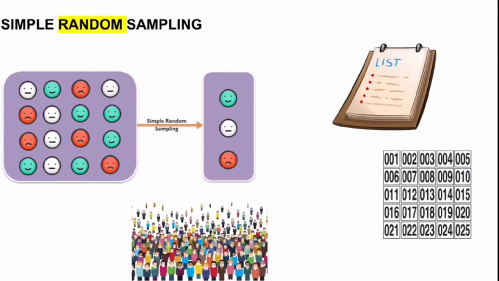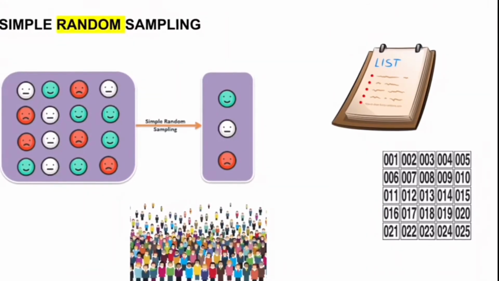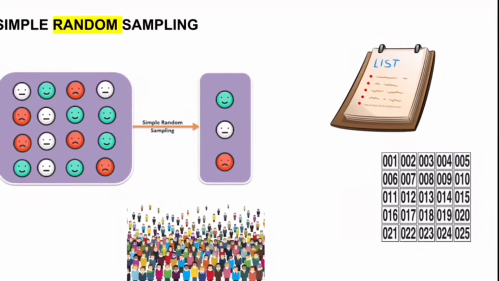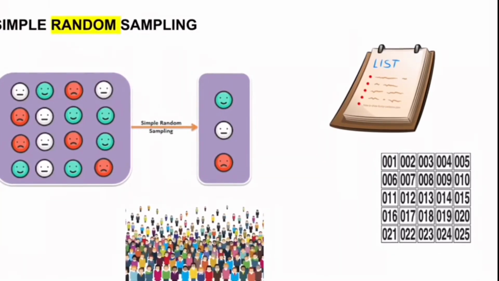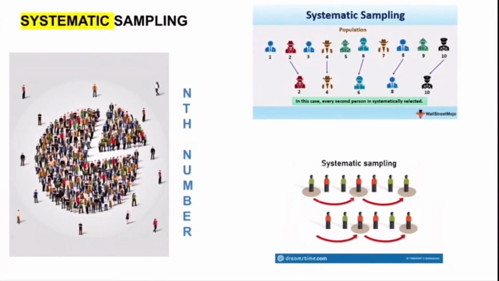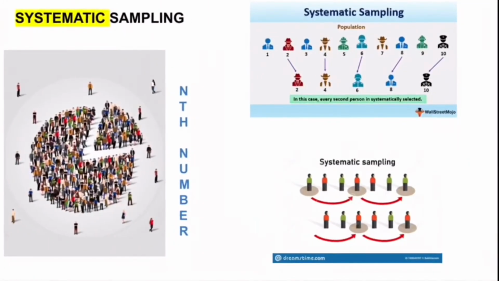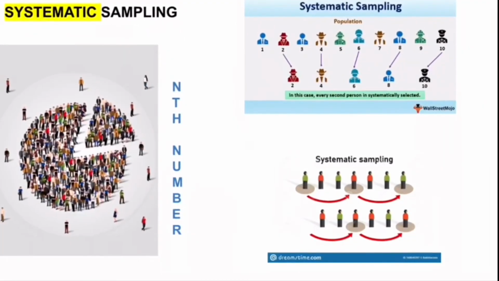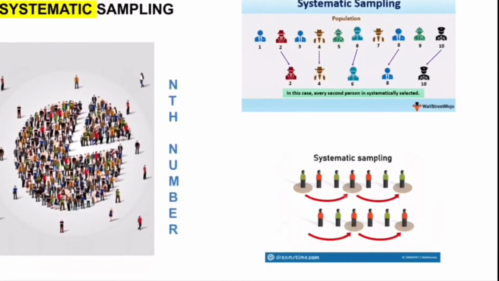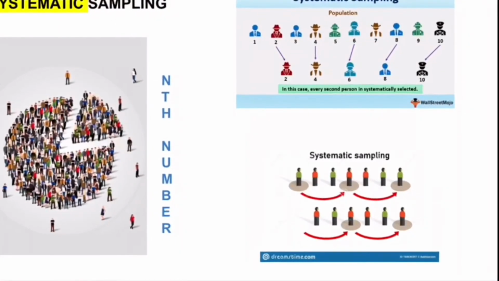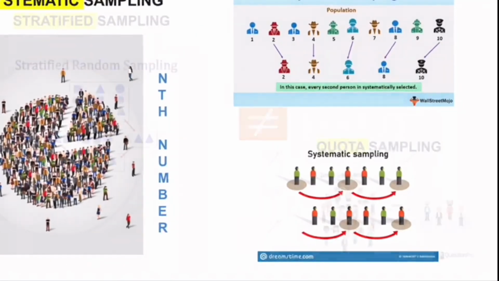When you have the list, you need to give sequential numbers to each member of this population, and then a list of random numbers generated by computer. Another method is systematic sampling, where the sample is selected by taking every nth item from the target population until the desired size of the sample is reached.